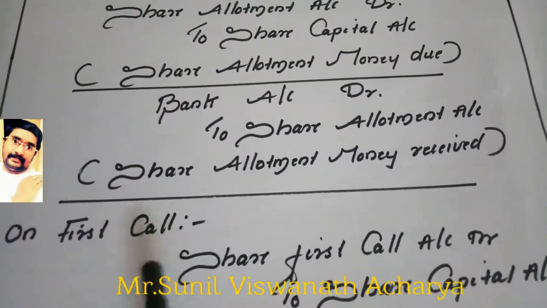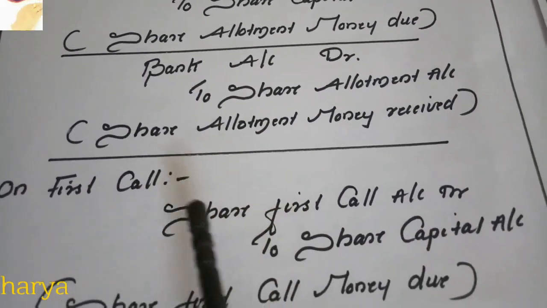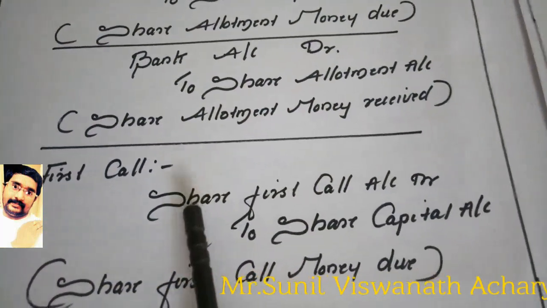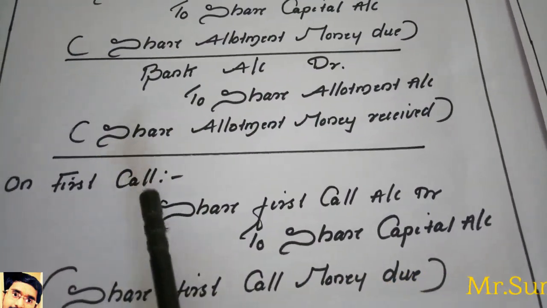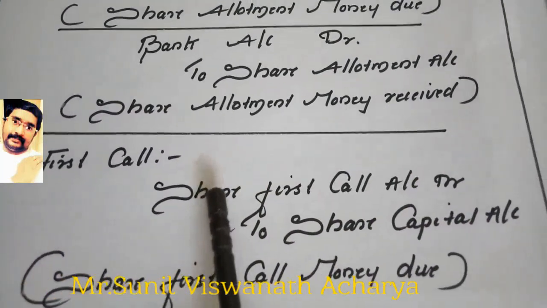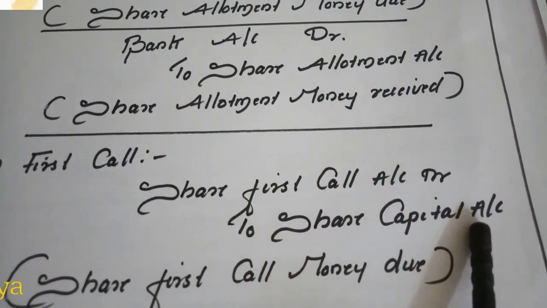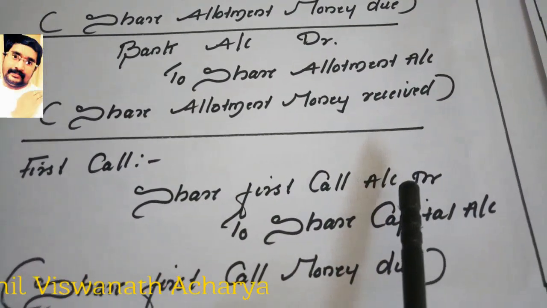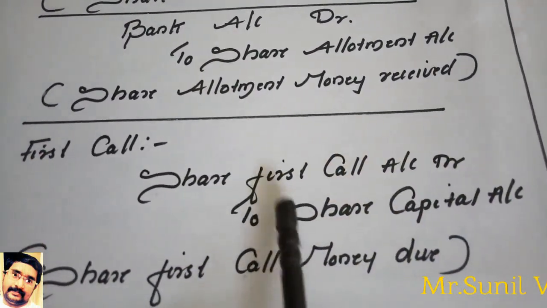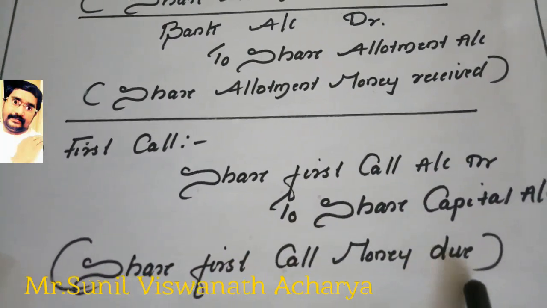Then the first call means the third installment. If there is a third installment, we know the date, because the prospectus mentions the date on which we have to pay the third installment. On that date, the third installment money is automatically transferred to share capital. The journal entry for a first call is: share first call account debtor to share capital. Suppose the third installment is 2 rupees. Then 1000 into 2, 2000 rupees we will transfer to share capital. Narration: share first call money due.